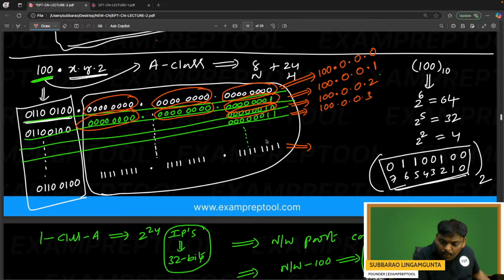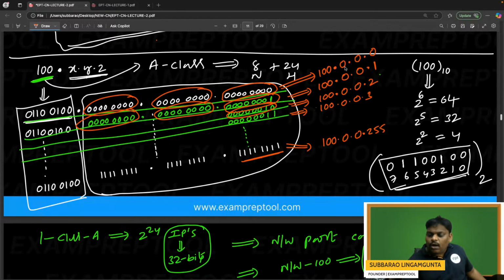If you keep on going, this one is 100.0.0, and remember everyone, here all 8 bits are ones. With 8 bits, the possibilities are 2 power 8, but 0 to 2 power 8 minus 1 is 255. If you want, you can check. So the host part goes from all zeros to all ones.